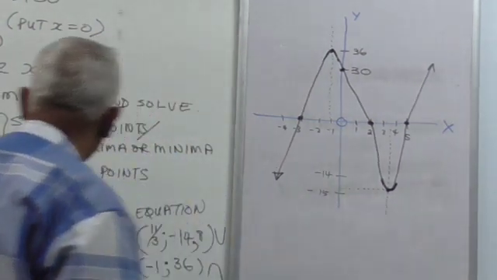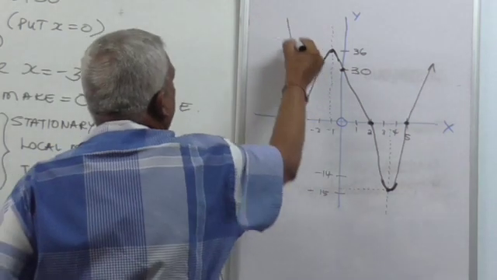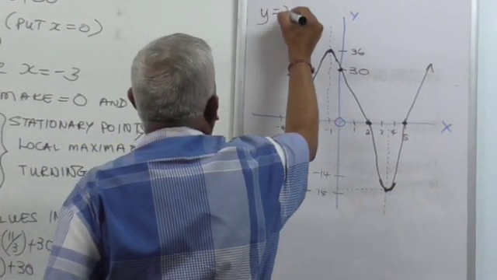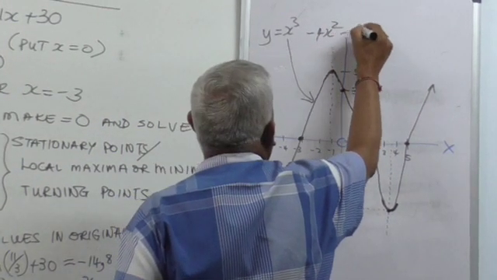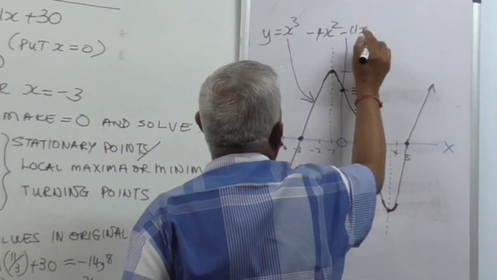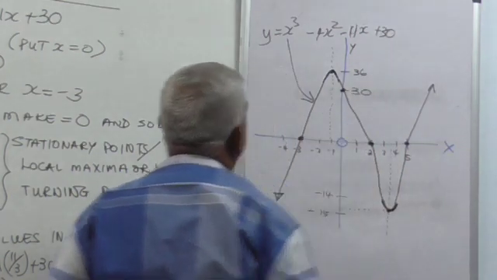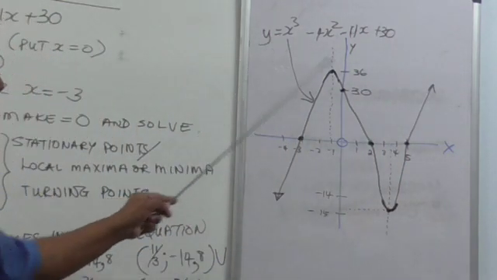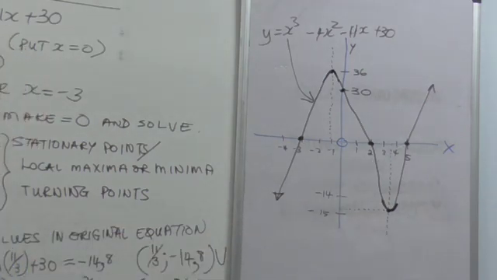And of course you must label the graph. This graph happens to be, we can label it here, y is equal to x cubed minus 4x squared minus 11x plus 30. So draw the graph, make sure you label it, make sure you show your y-axis, your x-axis, your zeros, and all your key points. So we're going to leave that there for a few seconds for you to have a good look and to see how it was done.